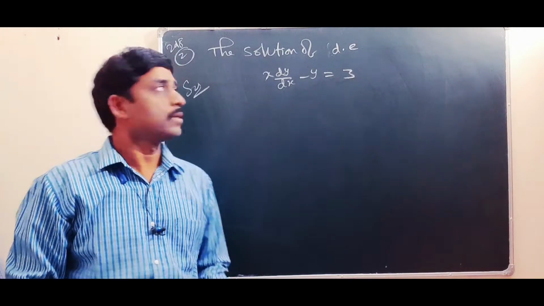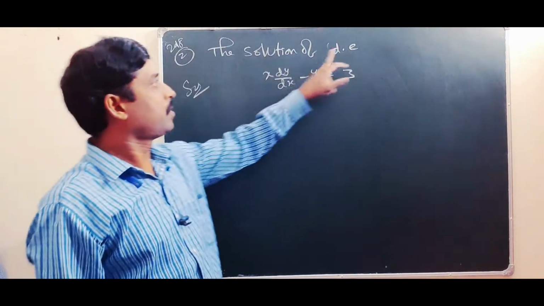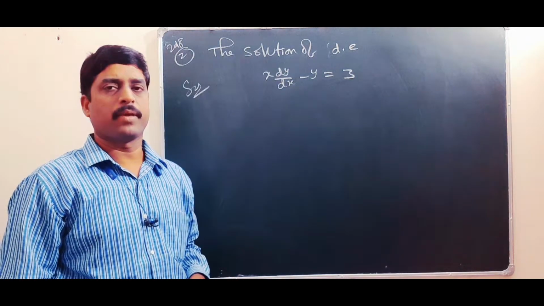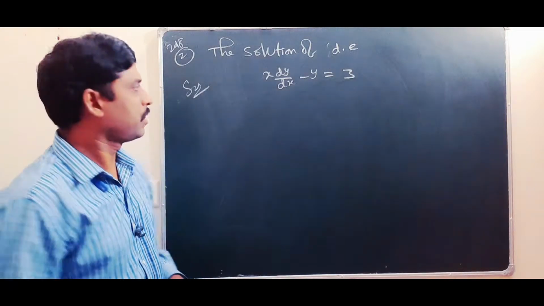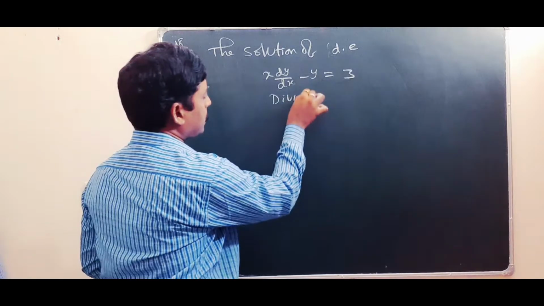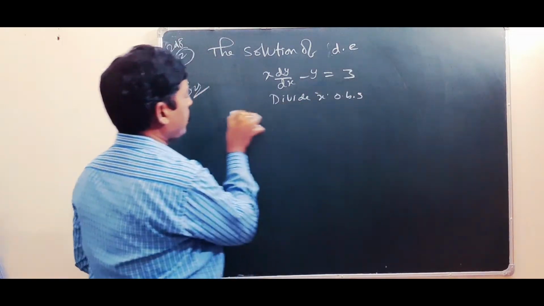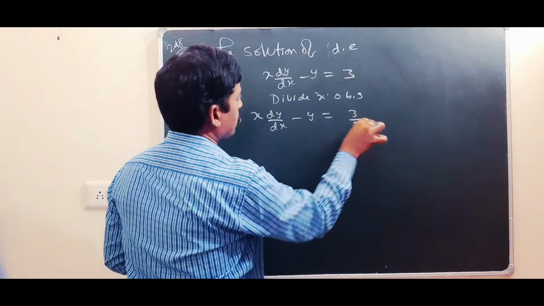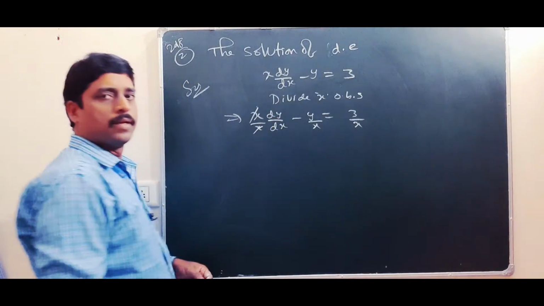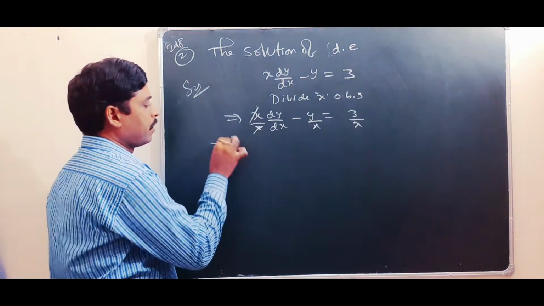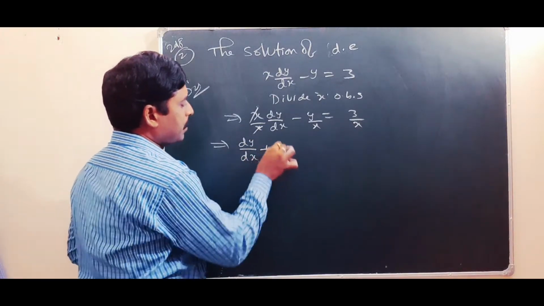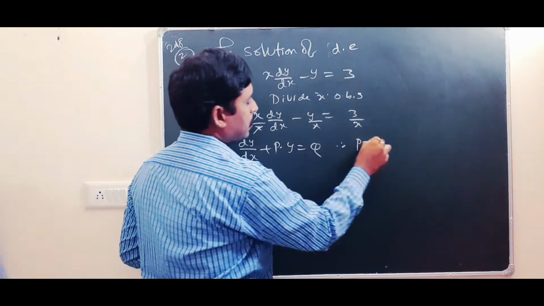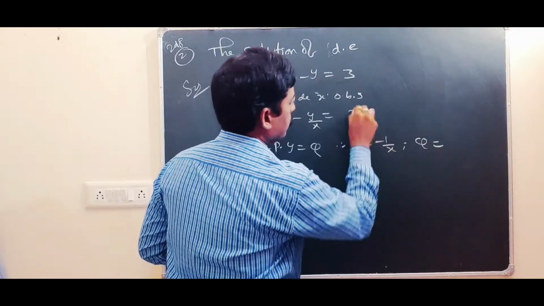Okay, now I am going to explain the 2018 question, the solution of a differential equation. Okay, this is in the form of type 1, dy by dx plus py is equal to q, the linear differential equation form. First divide by x on both sides. It will be x dy by dx minus y is equal to x 3. Dividing by x on both sides and comparing with dy by dx plus py is equal to q, P is equal to minus 1 by x and q is equal to 3 by x.